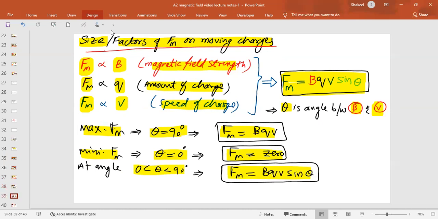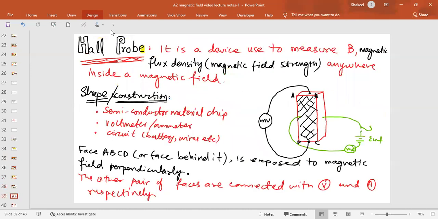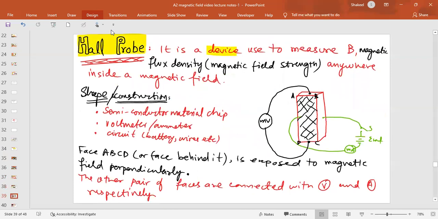Okay, next thing is the Hall probe. This is an important topic. A Hall probe is a device that is used to measure magnetic field strength or magnetic flux density anywhere inside a magnetic field. First, we have to look upon its shape and its construction. It is similar to an ammeter or voltmeter. Ammeter is used to measure current, voltmeter is used to measure voltage. In a similar way, the Hall probe is used to measure magnetic field strength.